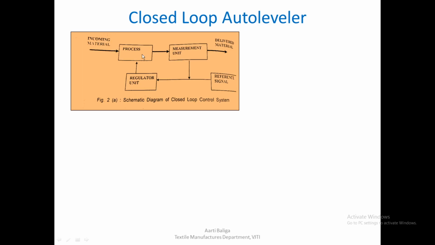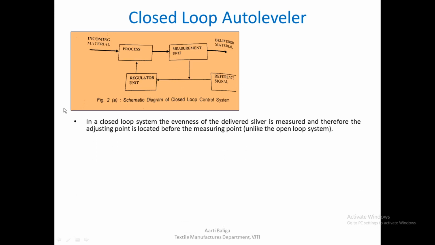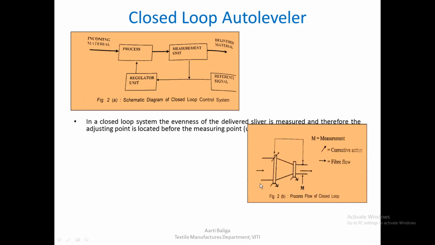And this is a continuous process. As you can see, it's a loop. Whatever the process delivers is measured, it is compared, the process is adjusted accordingly, the draft is adjusted, and again the material that is delivered, the measurement unit will measure it, and this happens continuously in the form of a loop. So in a closed loop system, the evenness of the delivered sliver is measured, and therefore the adjusting point is located before the measuring point. So the regulating point in the process is before the measuring unit, unlike in the open loop system.